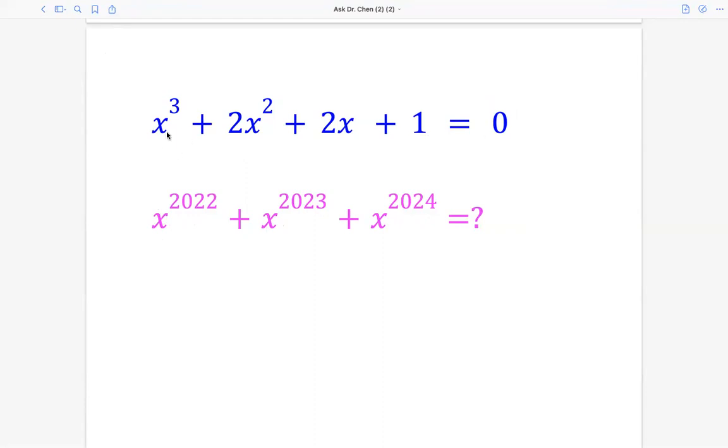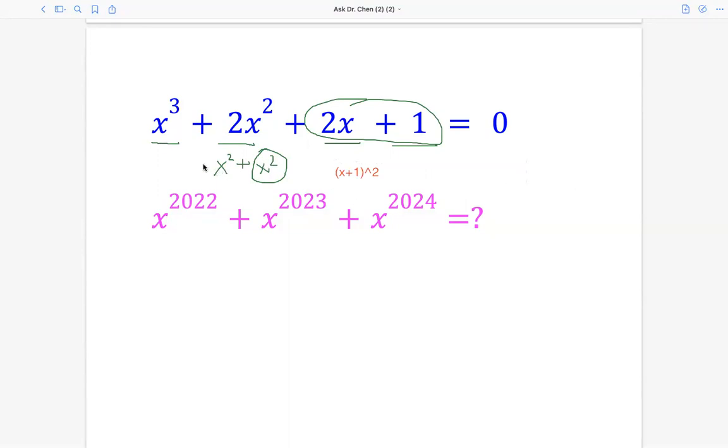let's see. So x cubed, let me get my pencil. So I have x cubed, 2x squared, 2x plus 1. Well, if we split this 2x squared into x squared plus x squared, right? We split into 1x squared plus another x squared. Then we see with these two, that makes a perfect square, right? That makes x plus 1 squared.